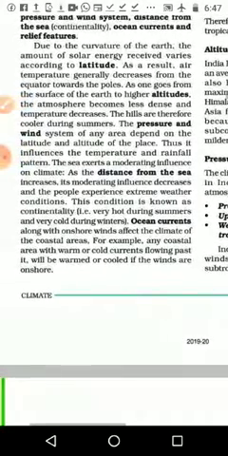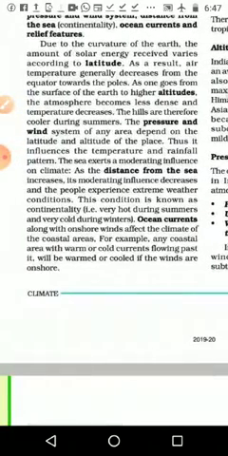The next thing, the pressure and wind system of any area depends upon the latitude and altitude of that place. Atmospheric pressure in the downside or plain area will be high, and when we move to high altitude places, hills, mountains, the pressure will be very less. The same condition applies to wind also. Thus it influences the temperature and rainfall pattern.